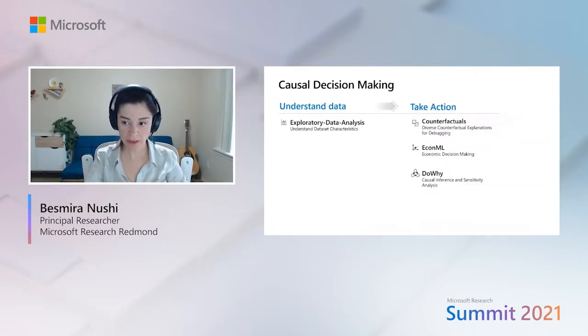The causal decision-making workflows instead often start with just interactive data exploration, and then we are integrating brand new capabilities on causal inference by leveraging well-known libraries on counterfactual generation and also by using the EconML and DoWhy libraries. So without further ado, let me guide you through the machine learning debugging scenarios using the Responsible AI Toolbox.